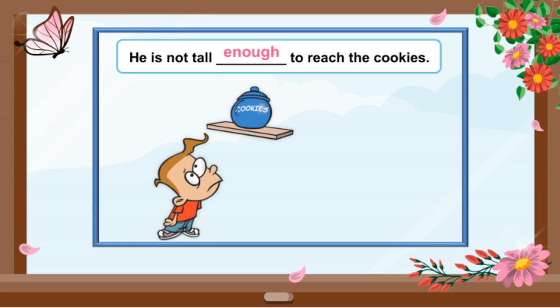So, enough helps us understand whether someone has enough of a certain trait, like height, to do something. If he were tall enough, he could reach the cookies easily, but because he isn't, he can't. This concept is really important because it helps us describe situations where a certain minimum level is required. It connects to our overall theme of expressing capability or sufficiency in English. Remember, enough can be used with different adjectives and adverbs to give us that nuance of whether someone or something has the required amount or quality for a task.